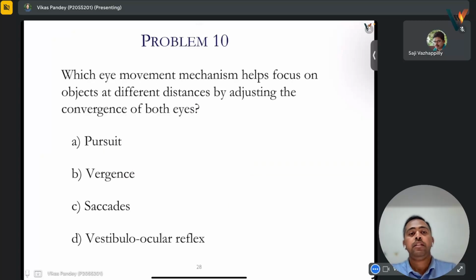Then, which eye movement mechanism helps focus on objects at different distances by adjusting the convergence of the eyes? Pursuit, vergence, saccades, or vestibulo-ocular reflex. Which eye movement mechanism helps us focus on objects at different distances by adjusting? Pursuit only.